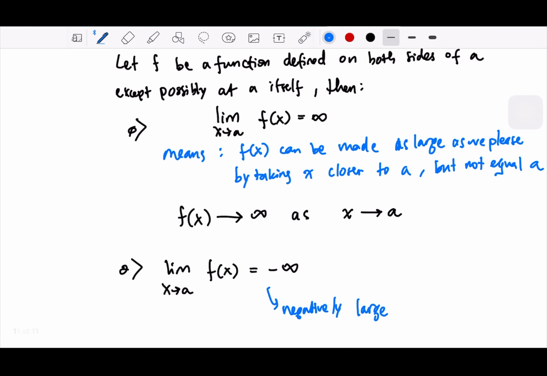And the same thing with the one-sided limit. Okay, it's also the same. We can say from the right side it goes to positive infinity or negative infinity, and from the left side also the same, going to positive or negative infinity. Okay.